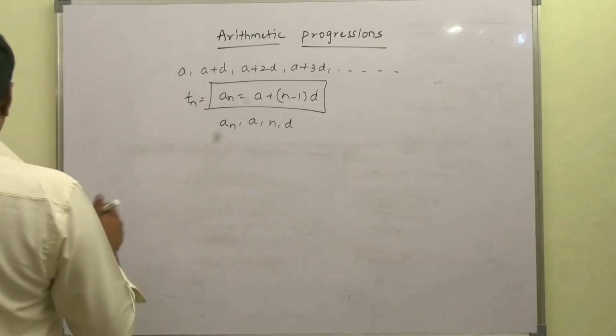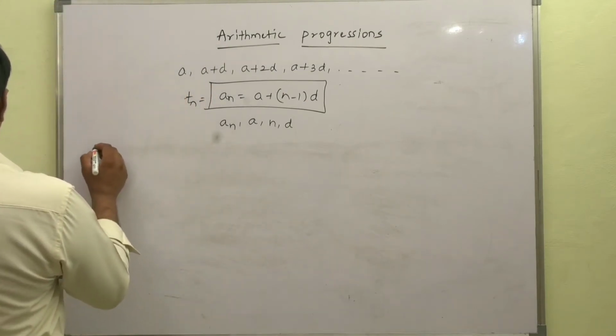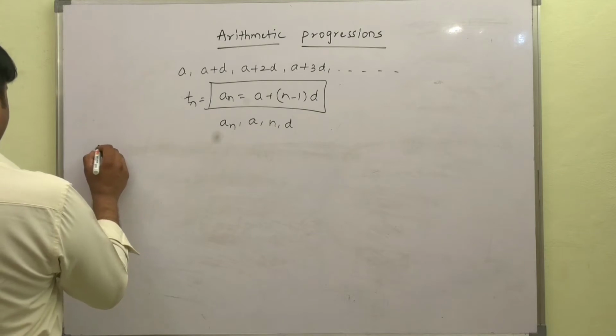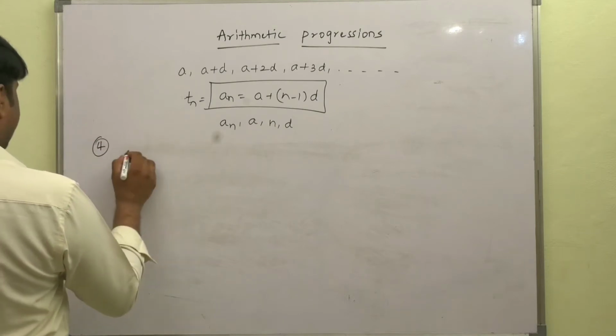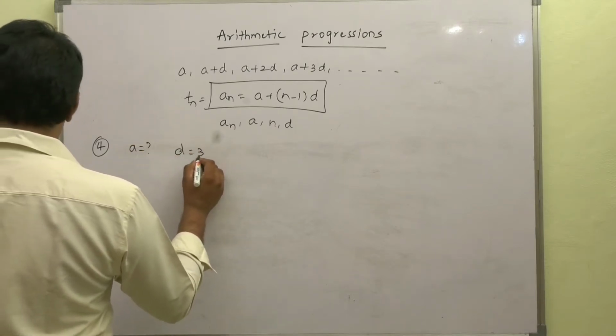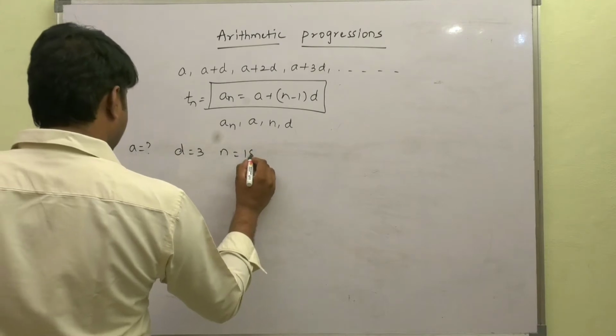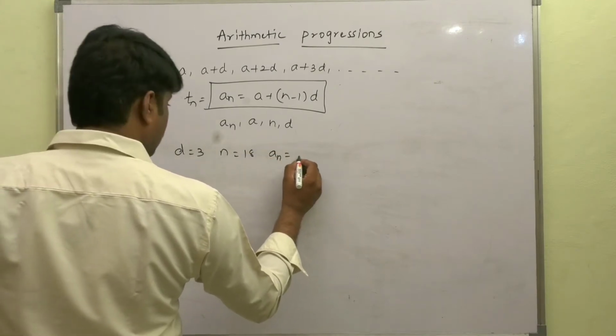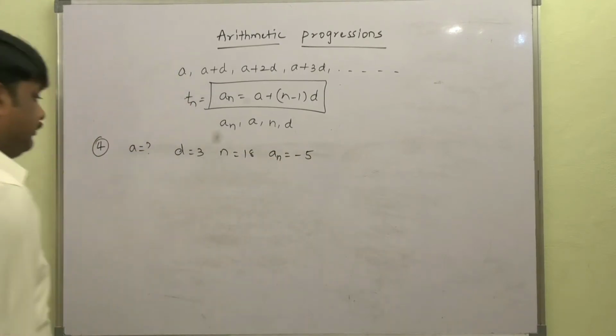Next let us move on to the next question here. We have the fourth one. We need to find the value of a over here. D value given as 3, n 18, an equals to minus 5.